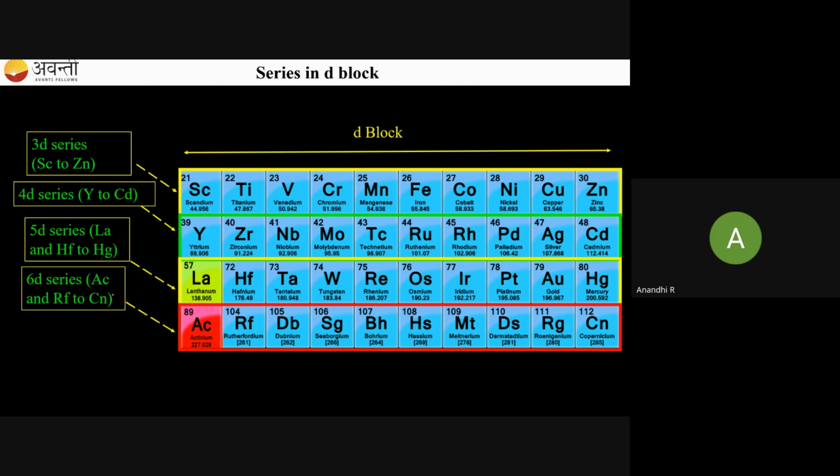Okay. So the starting and ending element of each series are very important. You have to concentrate on this and memorize this. There is no concept here, you just have to memorize this. These are just information. So 3D starts from scandium and ends at zinc. Yttrium to cadmium is 4D, lanthanum to mercury is 5D, and actinium to copernicium is 6D.